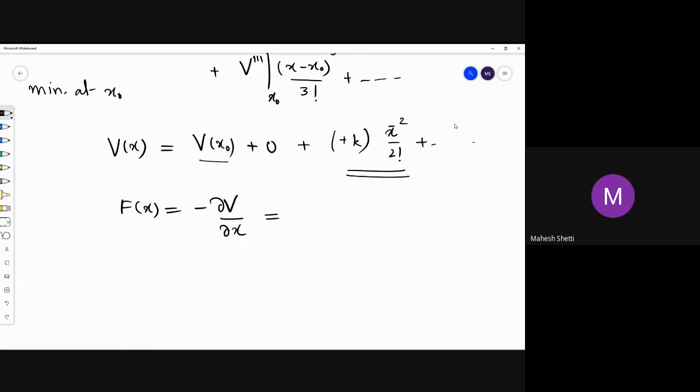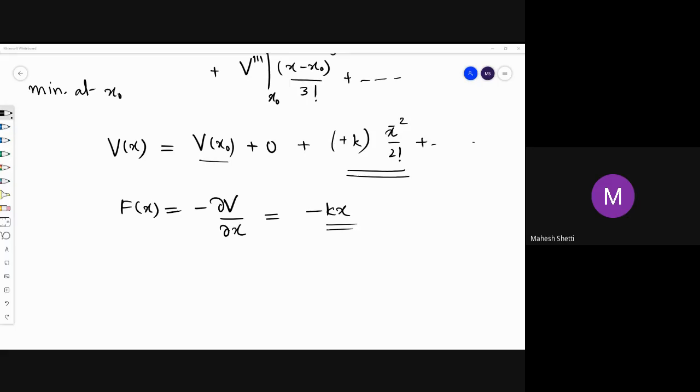So if I take the derivative of this with respect to x, what am I going to get? Minus kx. But this is the simple harmonic oscillator. So is the idea clear? Yes, sir.